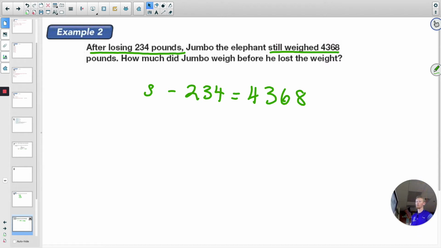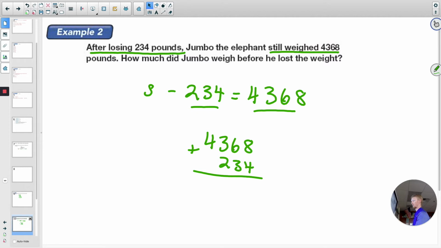So now I need to know how much did he weigh before he lost the weight. So what I could do here then is I could add 238 and 234. And then I should be able to get the weight that he started at. So I have 4, 3, 6, 8 plus 2, 3, 4. All lined up. Get a 2 because it gives me 12. And that's 10. That's 6. So S equals 4,602 pounds. That's how much he started at.